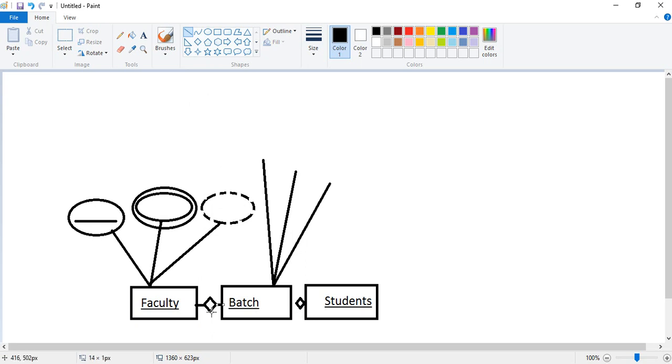What you can write in between this diamond is, faculty can teach. So can teach will be written inside this diamond box. So this is how you can create a complete ER diagram. I hope it is clear to everyone.